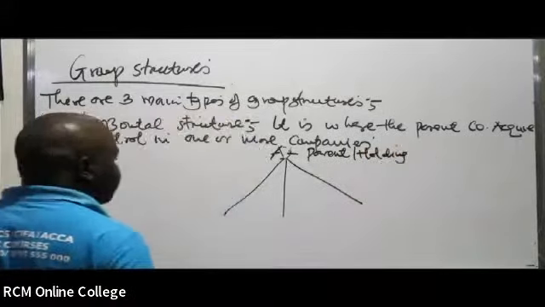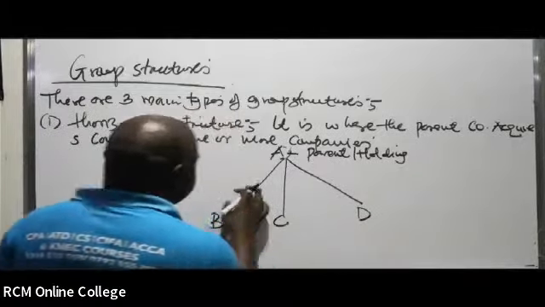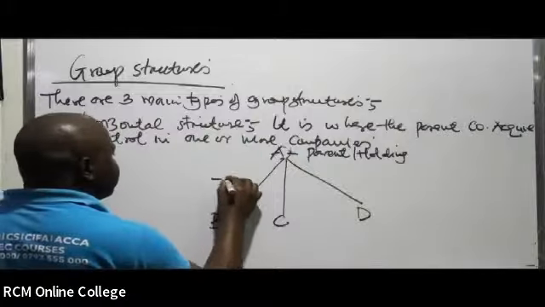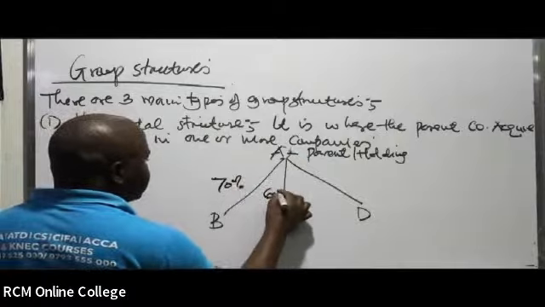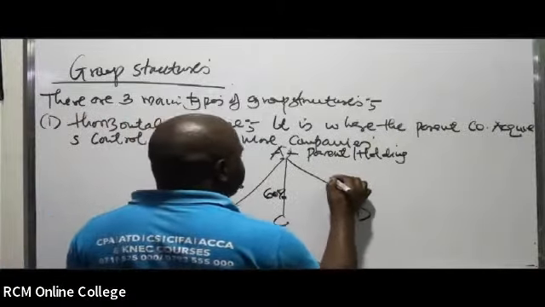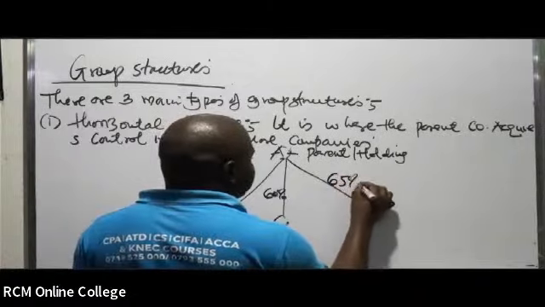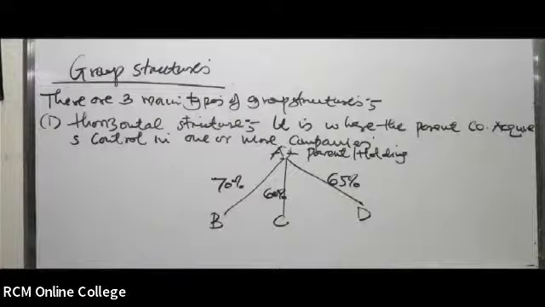The parent of the holding company can have B, C, D. In this case, in B, maybe it has acquired 70% of the shares. In this one, it has acquired 60% of the shares. In this one, it has acquired maybe 65% of the shares, and therefore it has control in all the companies.